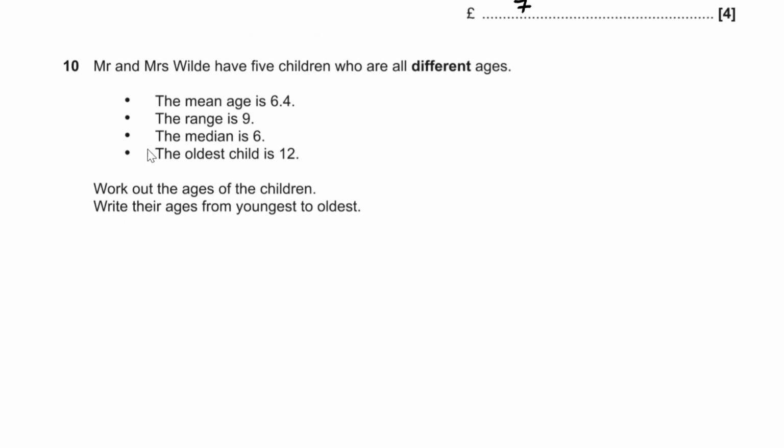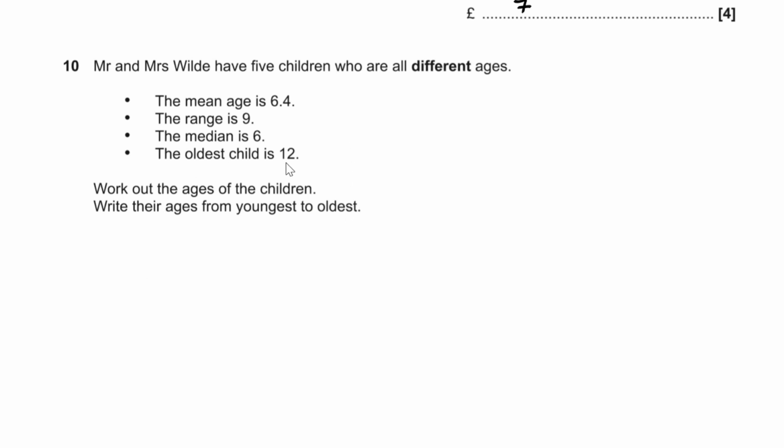Question number 10. Mr. and Mrs. Wilde have 5 children who are all different ages. The mean age is 6.4, the range is 9, the median is 6, the oldest child is 12. We have to work out the ages of the children, write their ages from youngest to oldest.